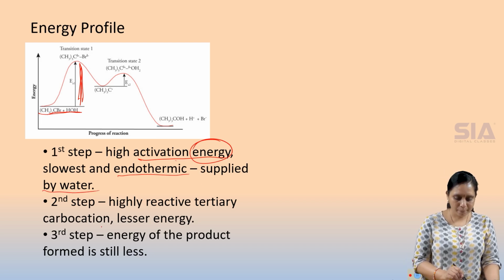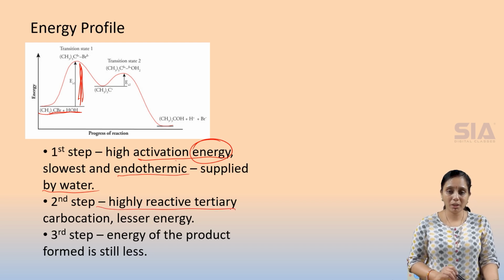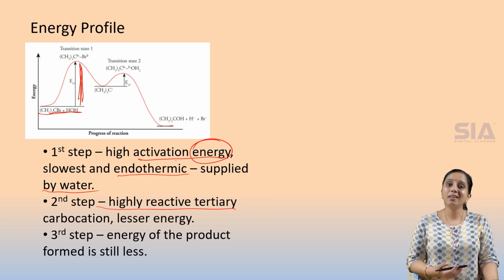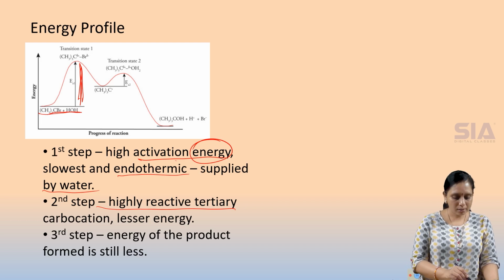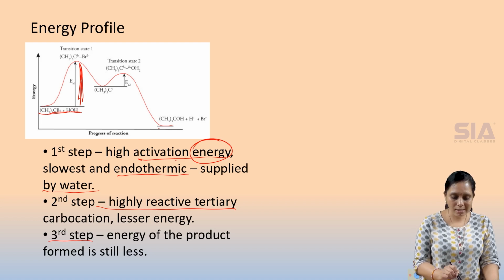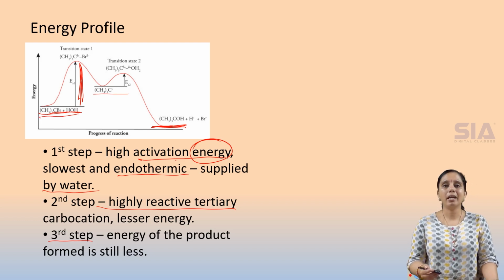And the second step is highly reactive. The tertiary carbocation is formed here, and because of its stability, it has lesser energy. The third step involves the formation of the product, and as the graph indicates, it has still lesser energy when compared to the reactants and the intermediate, and they are highly stable.